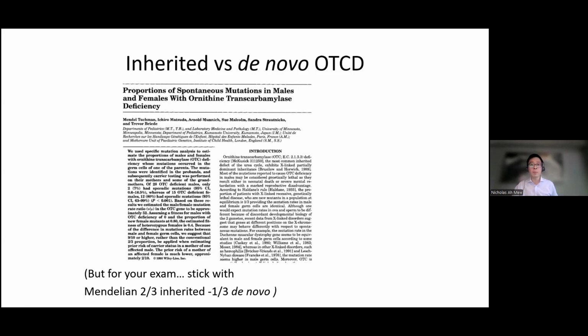That this proportion is approximately 20% de novo versus 80% inherited. And there's a variety of different reasons for this, one of them being differential mutation rates in sperm and egg, for instance. But for example purposes here, I would stick with this idea that in Mendelian conditions with virtually no reproductive fitness, 2/3 are inherited, 1/3 are de novo.